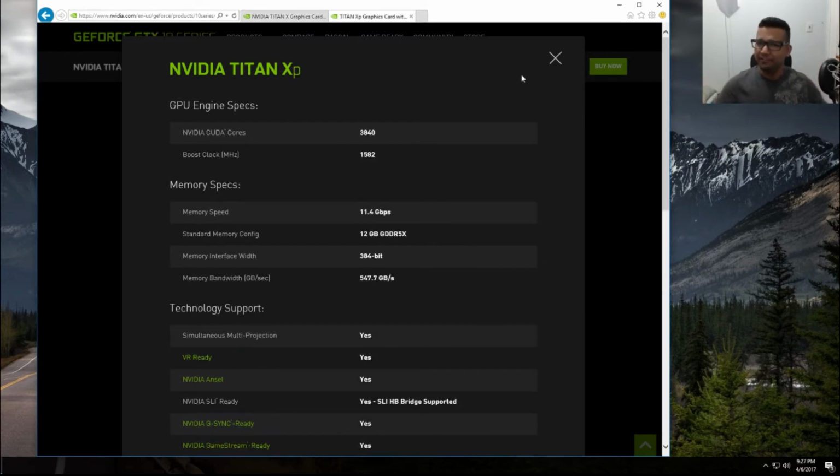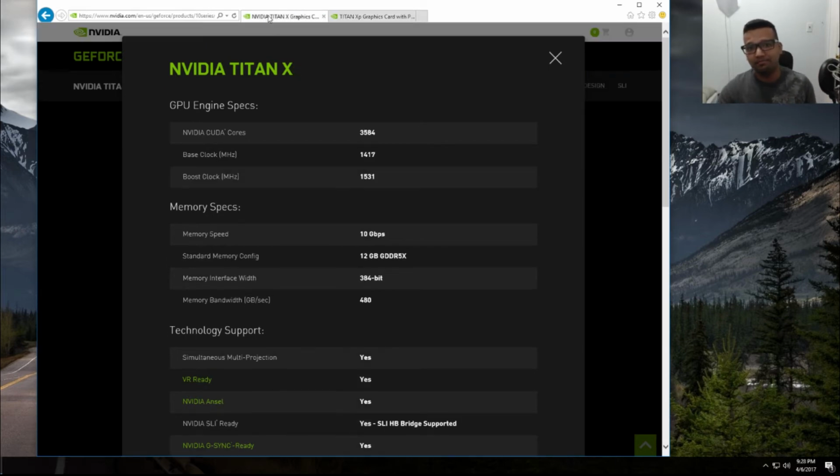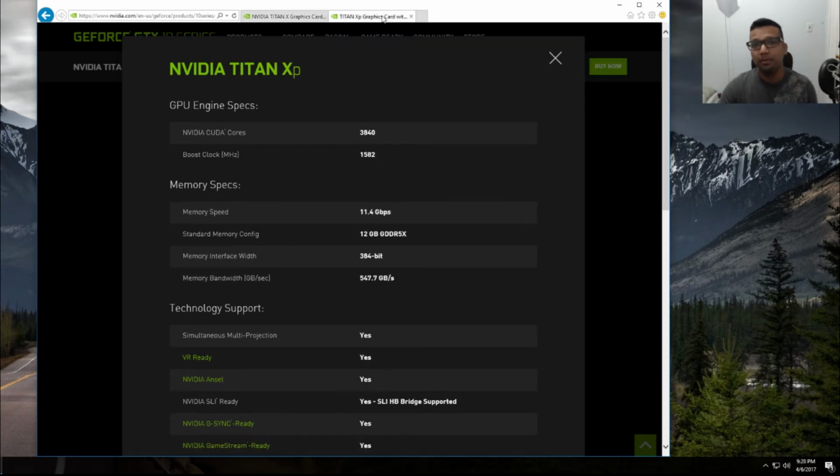So guys, the main difference between both of the graphics cards is the CUDA cores and the boost clock a little bit, not a huge difference, and also the memory speed and the memory bandwidth. As you guys can see, the new Titan XP comes with 3,840 CUDA cores. Okay, 3,840 CUDA cores. So they did jump from the older Titan X's 3,584 to 3,840 CUDA cores.